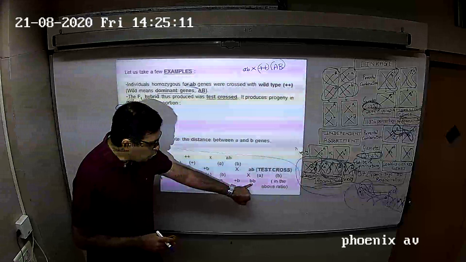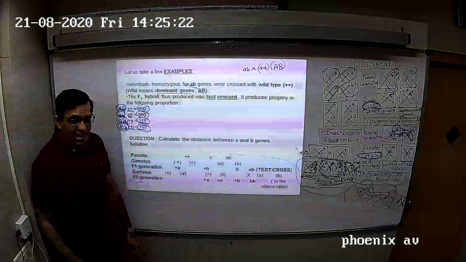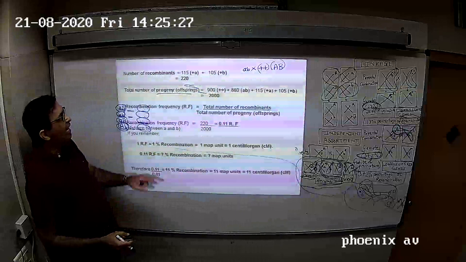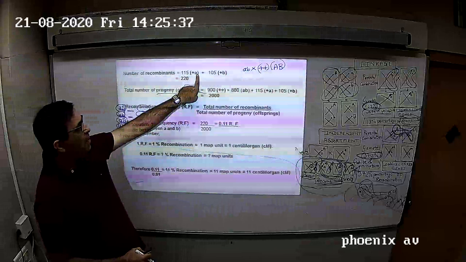So what are these you are getting now? And in this, what is the ratio we are getting? We have got the ratio, and check it, the number of recombinants. The number of recombinants is plus A. How many plus A did you get? Number of recombinants, plus A, how many did you get?